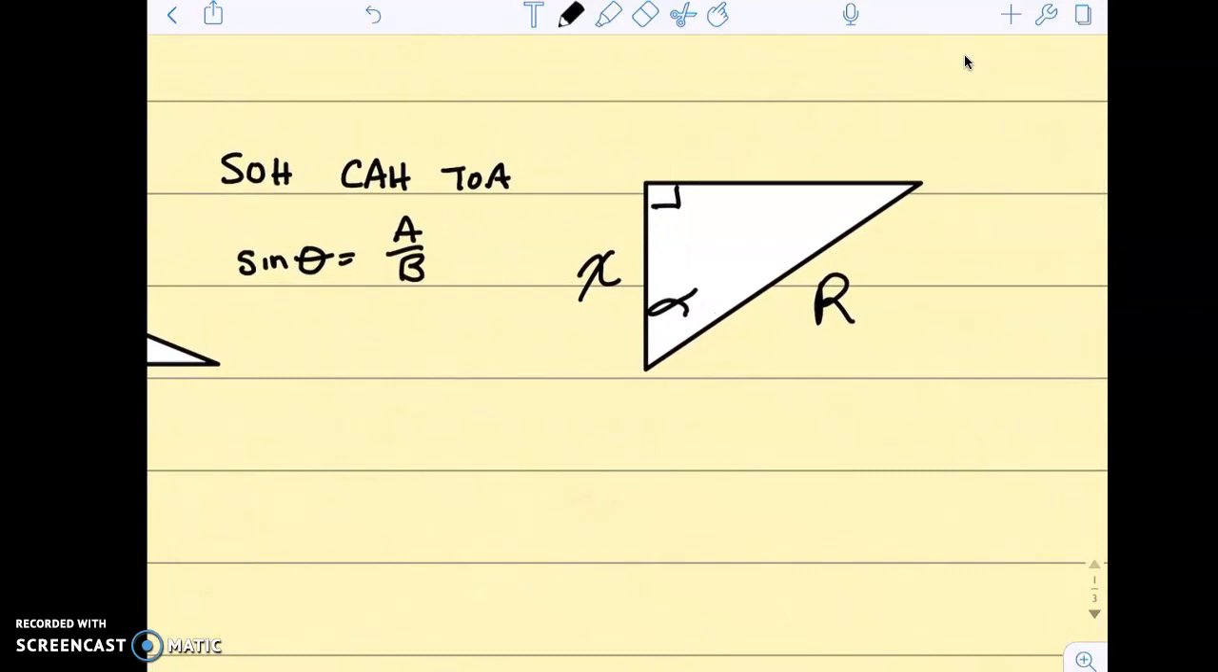That's a weird looking alpha, kind of squished. Go ahead and label your sides, opposite, adjacent, and hypotenuse, and tell me if it's sine, cosine, or tangent. Pause the video and go for it.